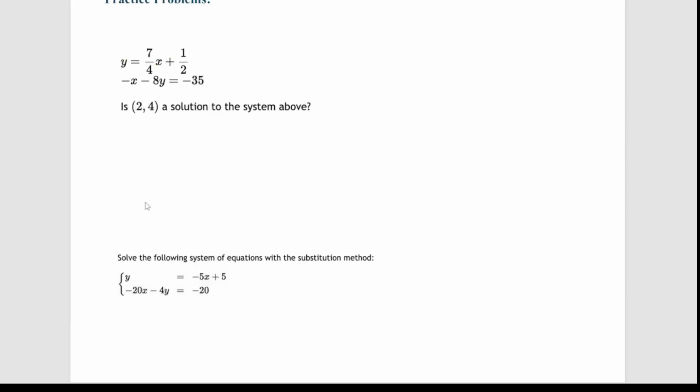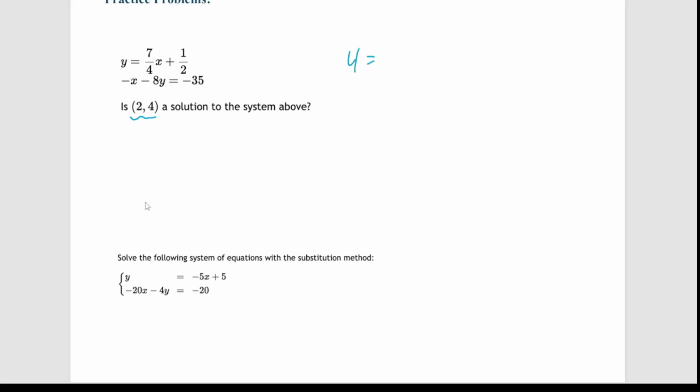So in this first one, they're just asking, is this a solution? Don't overcomplicate your life. It's just confirming if it works for both equations. You don't actually have to find out what the solution is if it's not this. So if we're going to find out it's the solution, that means that it needs to work inside both equations. So let's just plug into the first one first.